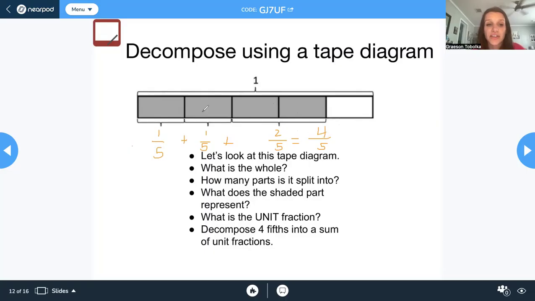So our unit fraction, this is called our unit fraction, would be 1/5. So if we are decomposing 4/5, we are decomposing it into 1/5 plus 1/5 plus, you could do 1/5 and 1/5, but because they put it together, we're doing 2/5.